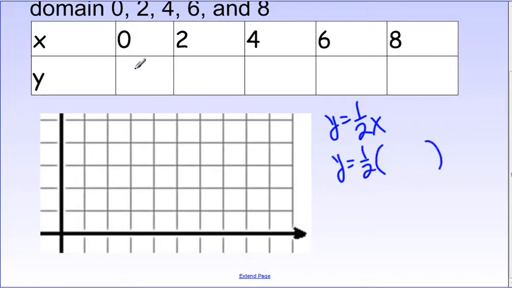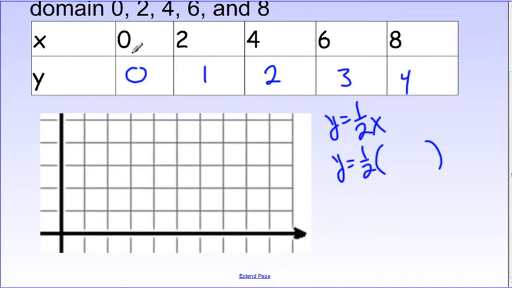So y equals 1/2 of, what's half of 0? Well, 0. Anything times 0 is 0. What's 1/2 times 2? What's half of 2? 1. What's half of 4? 2. Half of 6 is 3, and half of 8 is 4.